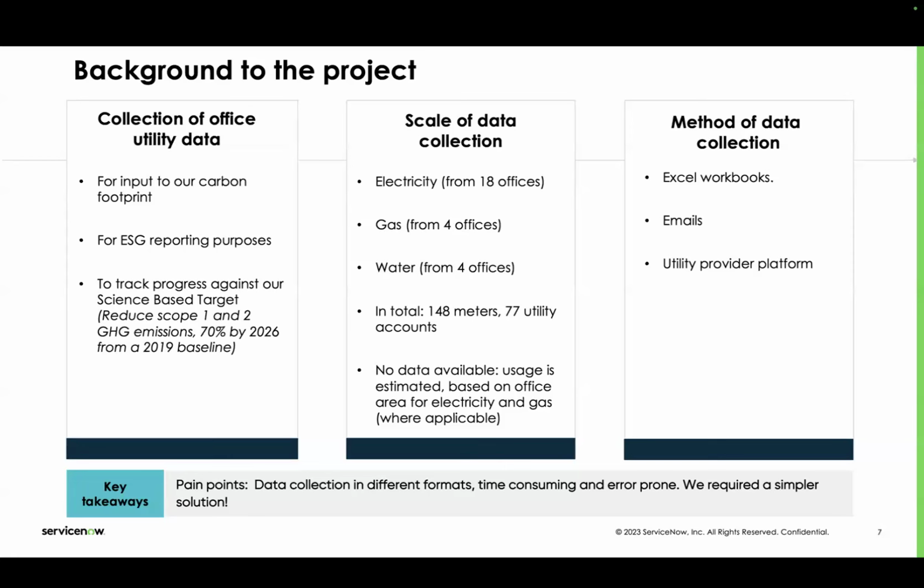We collect electricity data from about 18 of our offices and gas and water from about 4 of our offices. In total, we nearly have 150 meters and almost 80 utility accounts that are associated with this data collection alone. And just a side note, in cases where we cannot get utility data, we simply estimate it based on the office areas.